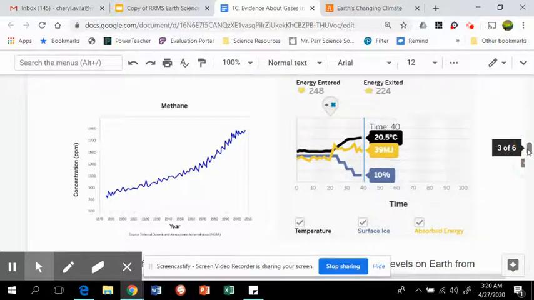So here we have graphs again. This one is methane. X-axis is showing year. Y-axis is showing concentration in parts per million. We're seeing the overall trend is that methane has increased in the Earth's atmosphere from 1880 to 2010, has an overall trend of increasing. This is data from the SIM. The black line is temperature. Over time, it increases. The yellow line is the energy absorbed by the surface over time that increases. And the blue line is the ice, which over time decreases, which means it melts.